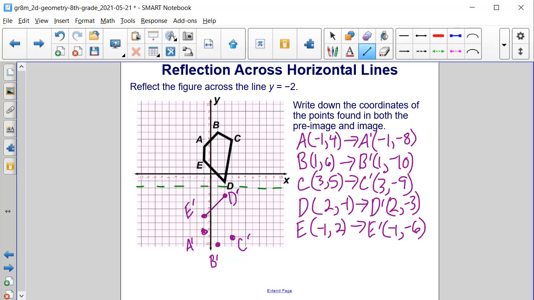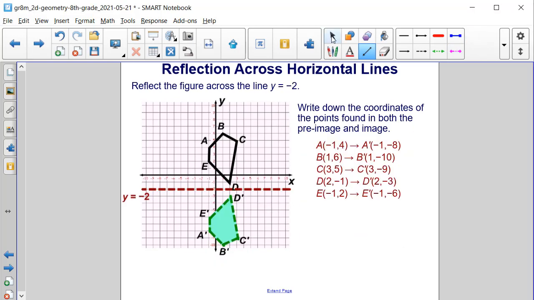And if we connect our new vertices, we will get the image for the new pentagon A prime, B prime, C prime, D prime, E prime. And here's the solution for reflecting our pentagon A, B, C, D, E across the line y equals -2 to get pentagon A prime, B prime, C prime, D prime, E prime. And the coordinates that we calculated are justified in the solution shown here.